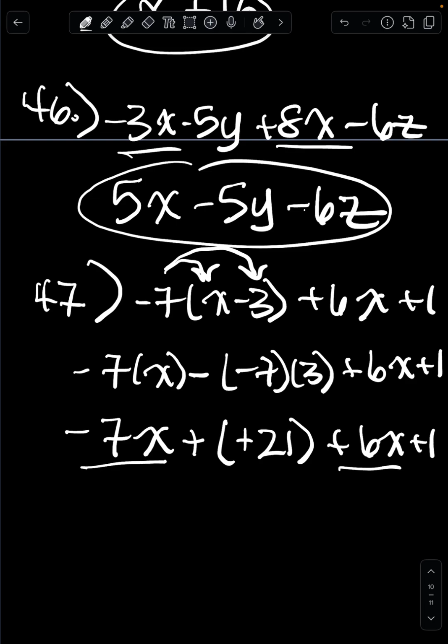Number 49, which property is illustrated by this statement? 5 times the quantity x plus 2 equals 5x plus 10. In this one, they used the distributive property, which is letter D. They distributed the 5 to the x and the 5 to the 2, which is where the 10 came from, 5 times 2.